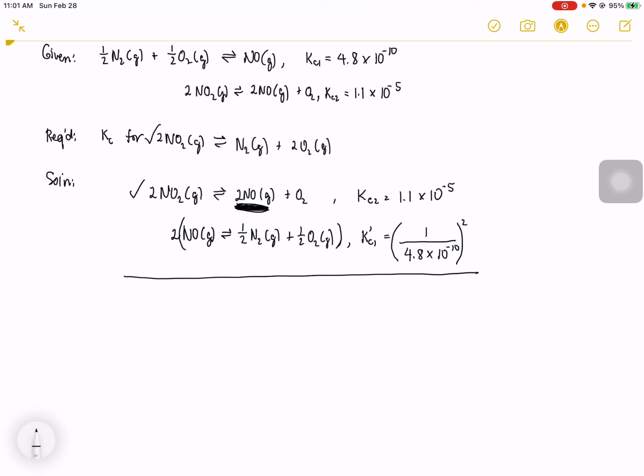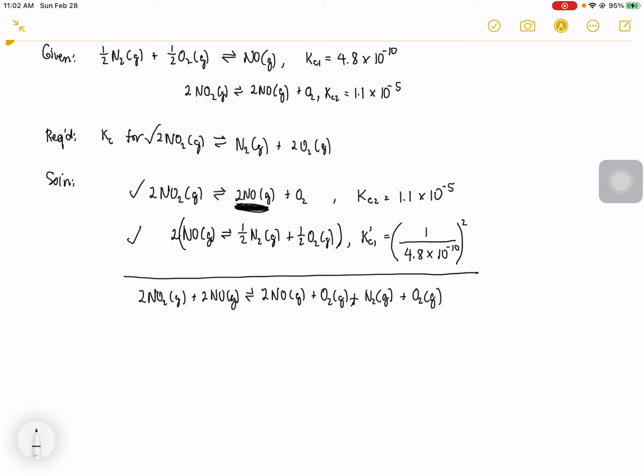Now summing up the chemical equations that we have to check if we are able to arrive at the equation whose K sub C is unknown, we now get 2 NO2 gas plus 2 nitrogen monoxide producing 2 nitrogen monoxide plus oxygen plus 1 mole of nitrogen and yet another mole of oxygen gas.